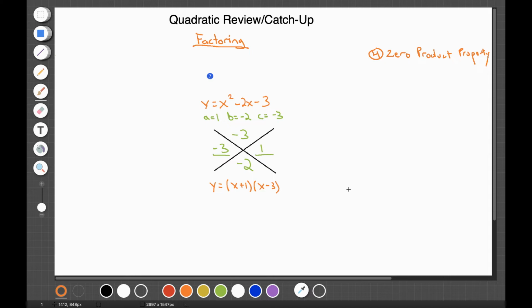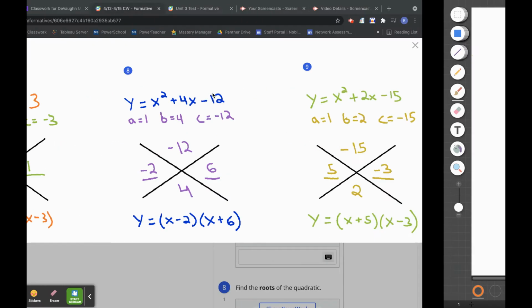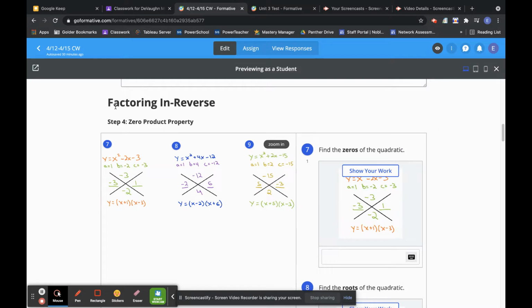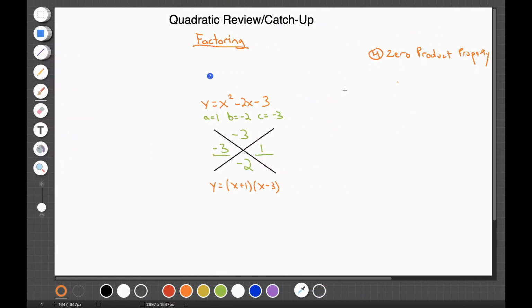All right, so the way I'm breaking down this factoring aspect is actually going to be in reverse. If you look at our classwork, you can kind of see that's how I label it, factoring in reverse. And we're starting with step 4, which is the zero product property. Okay, so step 4 is the zero product property. You would have started with this problem.